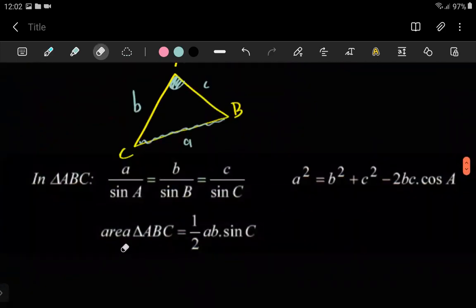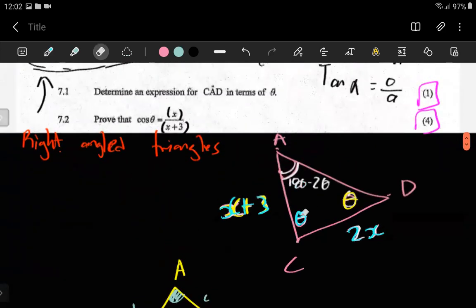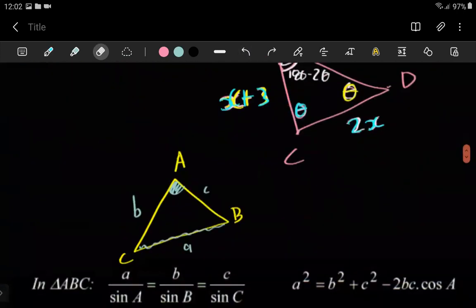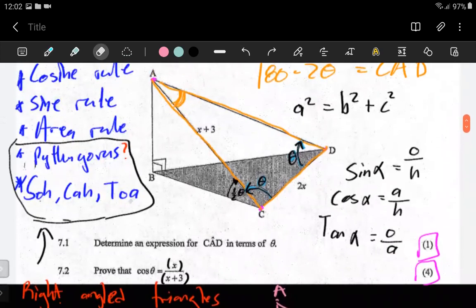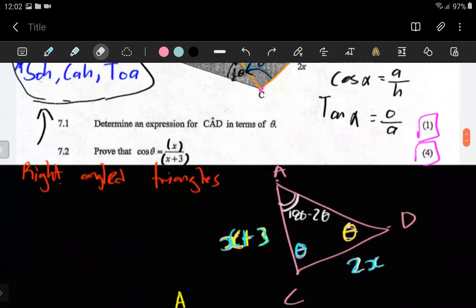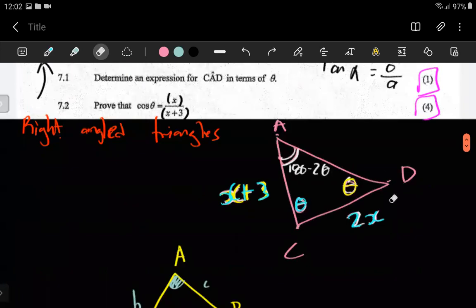If you're thinking of the area rule, there's no need to think of it because there's no area mentioned in this whole question. If you're thinking of Pythagoras or any of these three, we cannot think of those right now because our triangle here has no right angles.